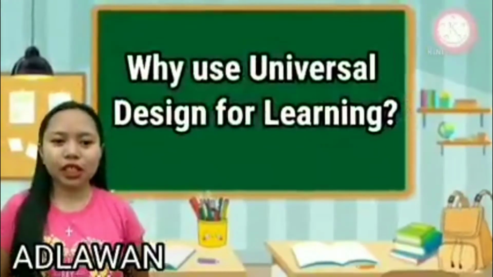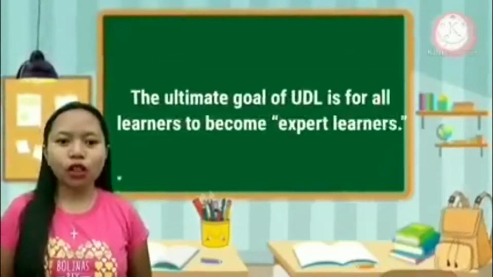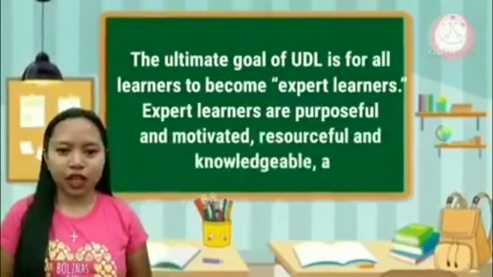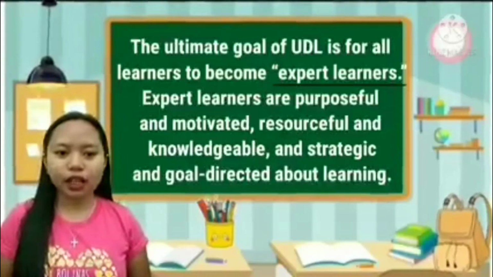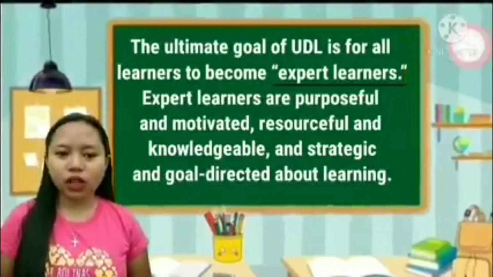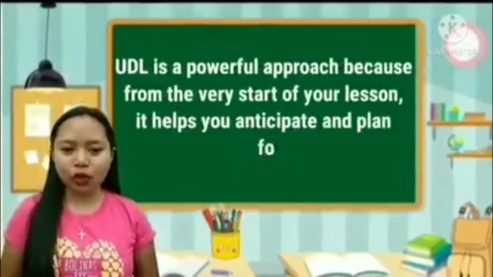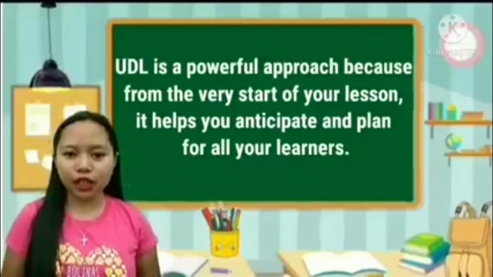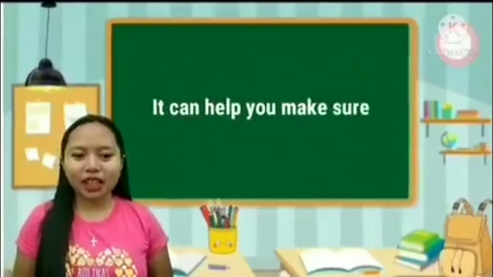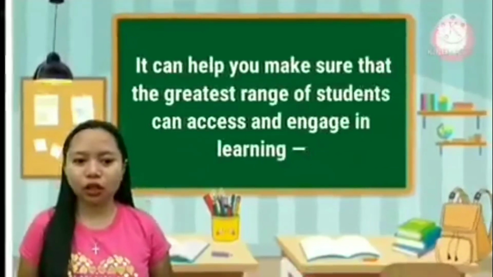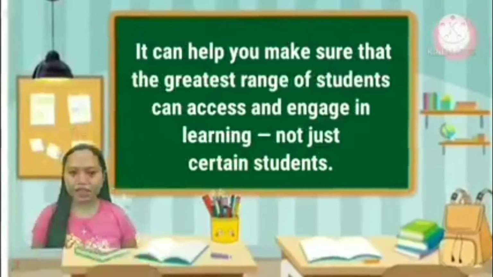Why use Universal Design for Learning? The ultimate goal of UDL is for all learners to become expert learners. Expert learners are purposeful and motivated, resourceful and knowledgeable, and strategic and goal-directed about learning. UDL is a powerful approach because from the very start of your lesson, it helps you anticipate and plan for all your learners. It can help you make sure that the greatest range of students can access and engage in learning, not just certain students.